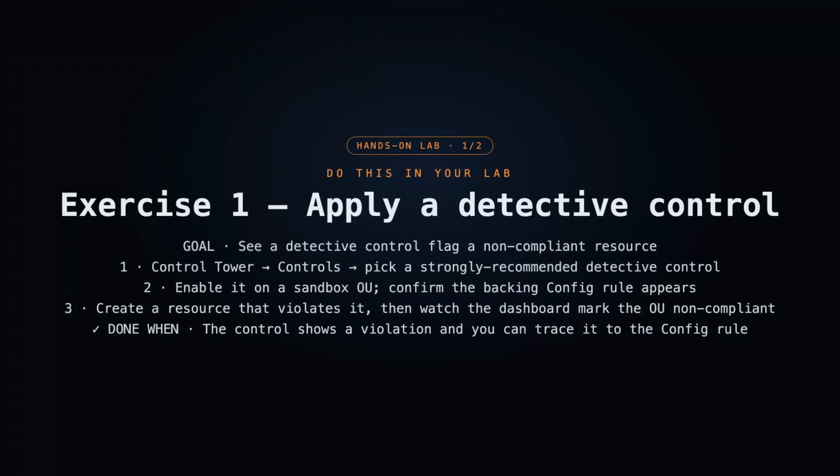Let's make this real. In your lab, open Control Tower's controls library and pick a strongly recommended detective control. Enable it on a sandbox organizational unit, then jump over to Config and confirm the backing Config rule has appeared. Now create a resource that breaks the rule and watch the Control Tower dashboard mark that OU as non-compliant. You're done when you can see the violation in Control Tower and trace it all the way back to the Config rule that detected it.